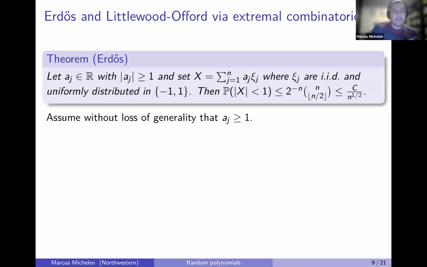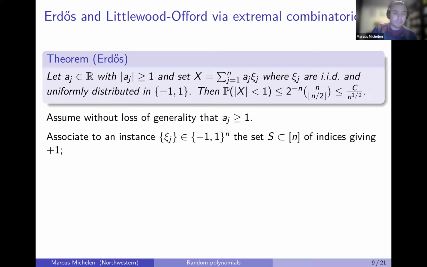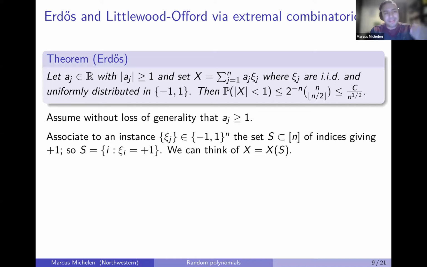So the first thing I'm going to do is assume my coefficients are at least 1. Because these xi's are symmetric, I can just replace a_j with negative a_j, and I'll have this holding. And now I can associate to an instance of plus 1s and minus 1s this set S of plus 1s. Now, if I think about S like this, I can think about X as just a function of the set S.